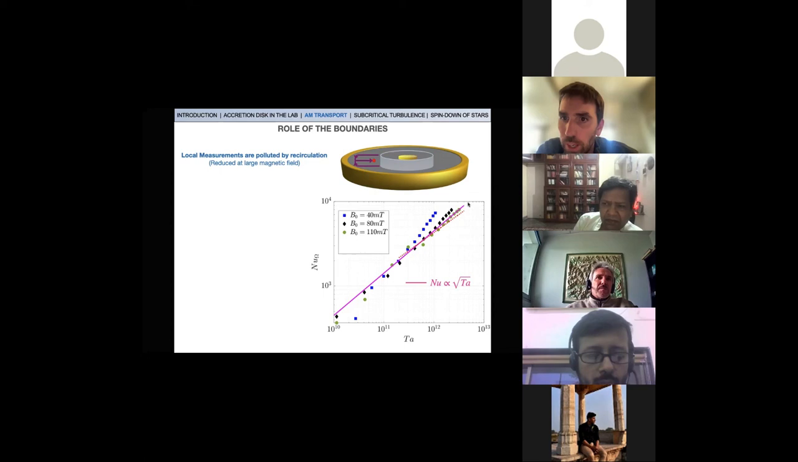Okay. So I have a couple of questions, Christophe. So in our sun, do you expect a magnetic field in the radiative zone? I mean, people normally say there's no magnetic field in the radiative zone.